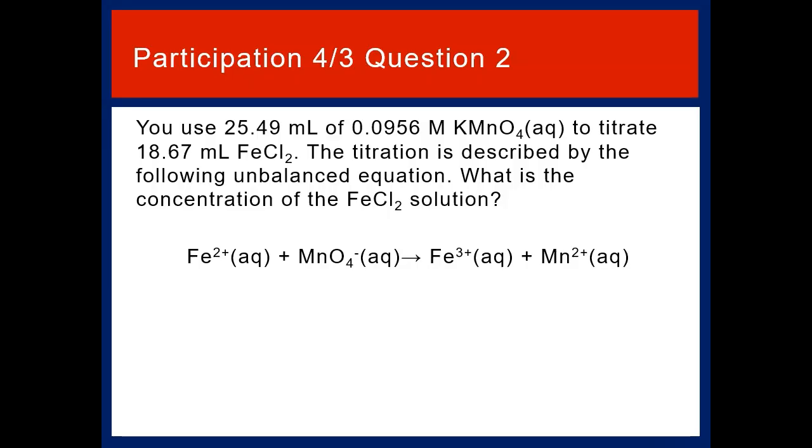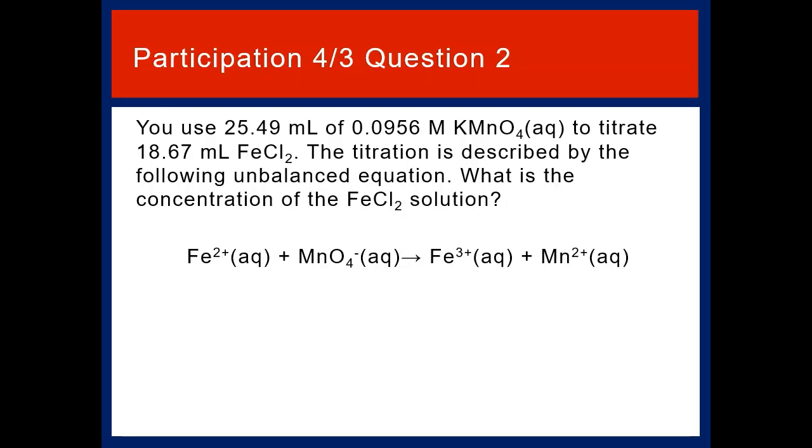Participation 4.3, question 2. You use 25.49 milliliters of 0.0956 molar potassium permanganate to titrate 18.67 milliliters of FeCl2. The titration is described by the following unbalanced equation. What is the concentration of the FeCl2 solution? The equation: iron 2 plus and permanganate yields iron 3 and Mn2 plus. That was unbalanced. Maybe you have a balanced version.